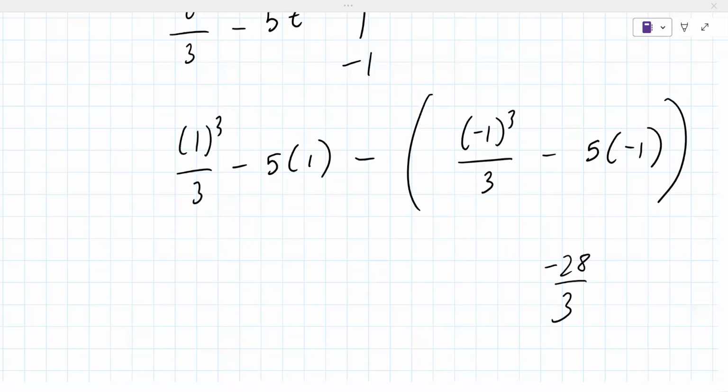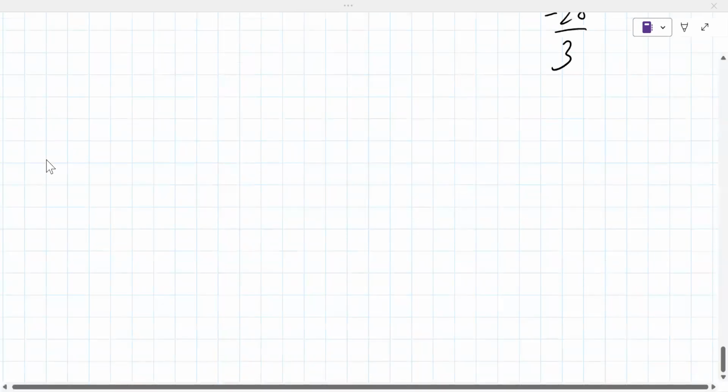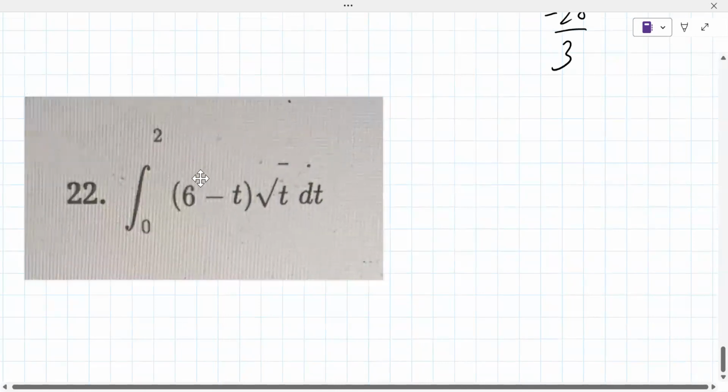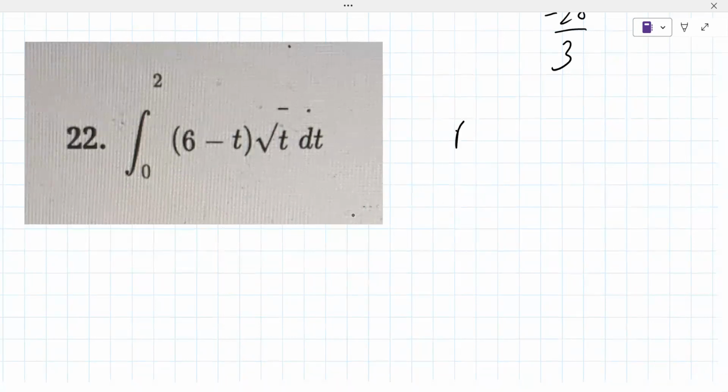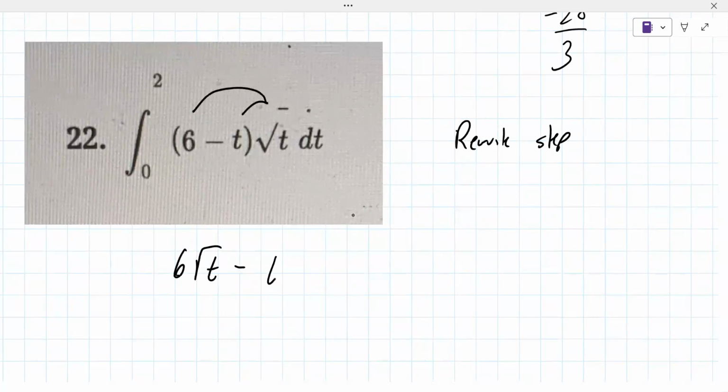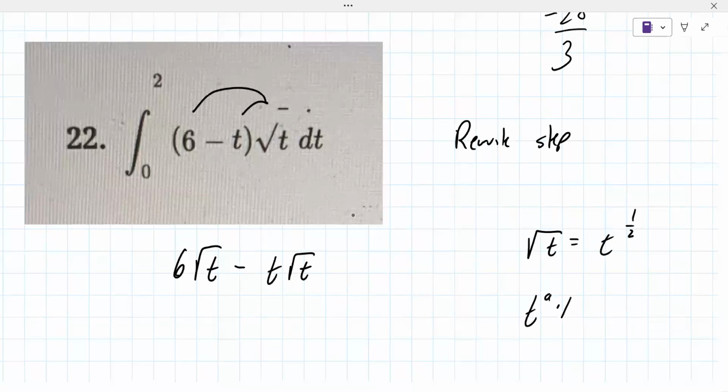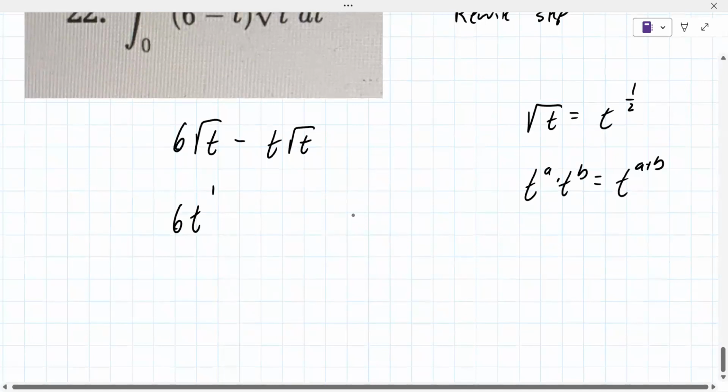Let's look at like 22 next, if that's okay. So 22, it's a lot like what we were doing last week with derivatives, where there's kind of a rewrite step first. So in this case, before you do any calculus, you want to distribute in 6 square root t minus t times square root t. And then if you remember, the square root of t is really t to the 1/2. And if you have two bases that are the same, you add the exponents. So this becomes 6t to the 1/2 minus t to the 3/2, like that.